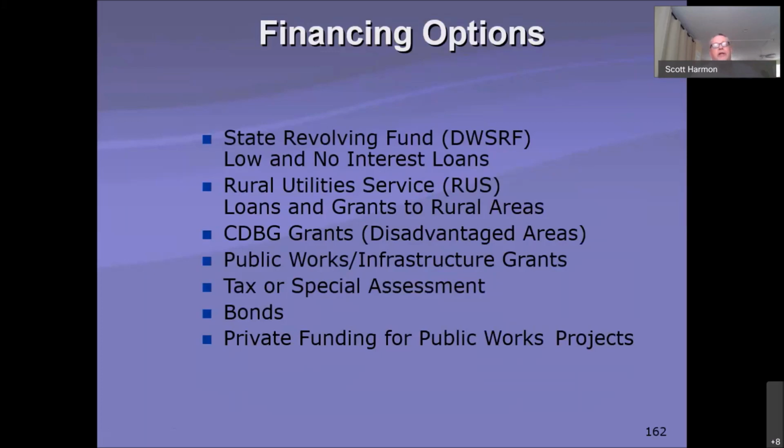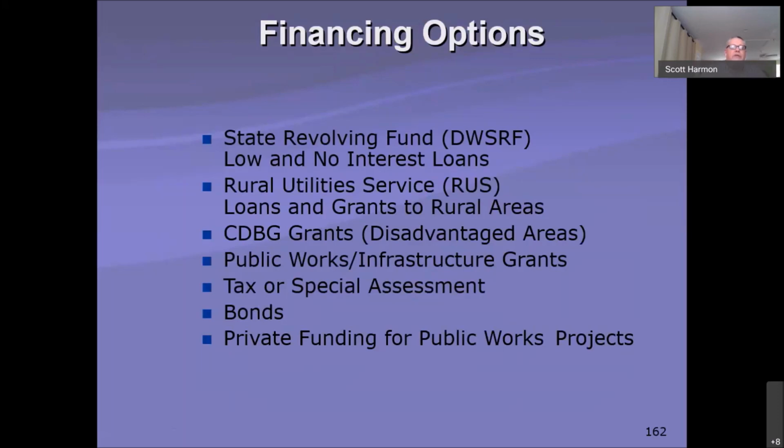Tax or special assessment. I know nobody likes to hear the T word, but occasionally when you're mandated to do something, you have to do it. And sometimes the only way to do that is through taxing or a special assessment for areas where this needs to be done. Bonds, you can generate money through bonding.